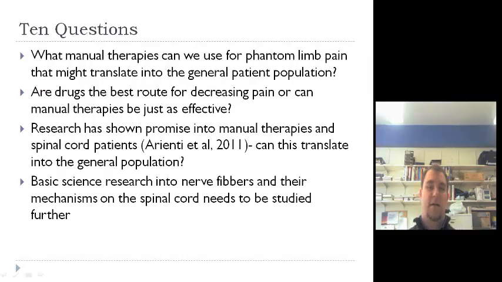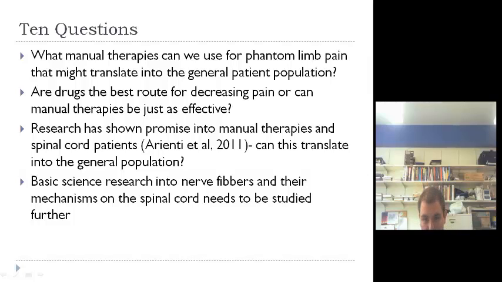So what manual therapies can we use for phantom limb pain that might translate into the general patient population? Can we use a positional release, a strain counterstrain technique where the amputation occurred? If it's below the knee or above the knee, can we do this on a quadriceps, a hamstring, to decrease phantom limb pain? Are drugs the best route for decreasing pain, or can manual therapies be just as effective? I think manual therapies can be just as effective personally, but research out there might say something different.